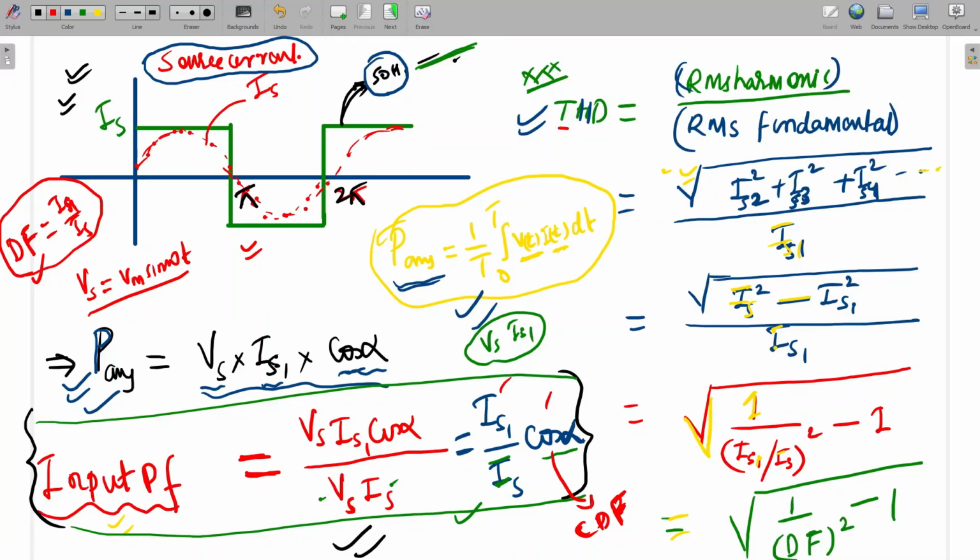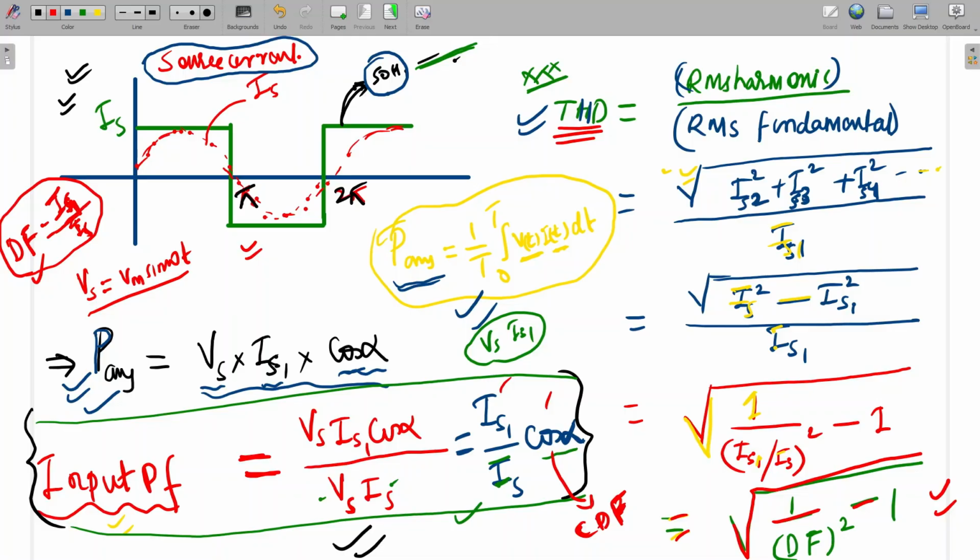This THD, I think this definition you can also search. RMS of all harmonics divided by RMS of the fundamental. So this will give a short formula we have to remember: 1 divided by DF square minus 1. This will give the THD. So DF we can calculate as IS1 by IS. IS1 is the RMS of the fundamental. IS is the total RMS component. Is it clear up to now?